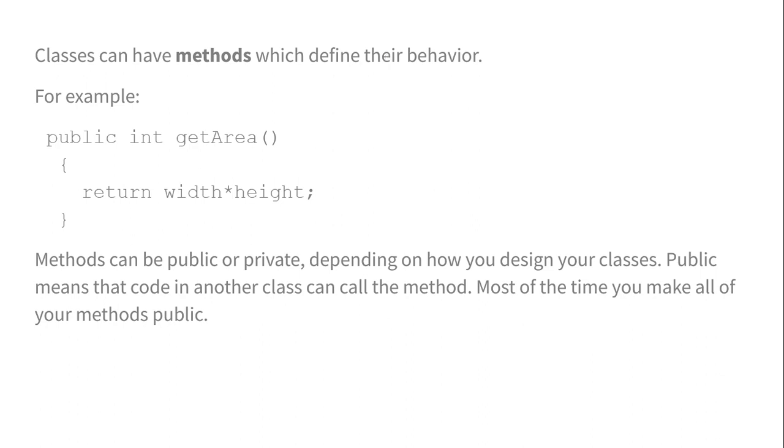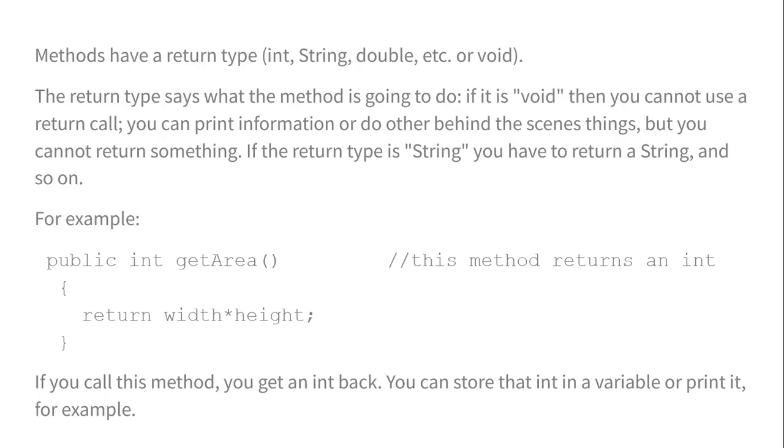Public means any code in another class can call it. Most of the time we make methods public. Methods have a return type like int, string, double, or they say they're void. Void meaning they don't return anything back. Whatever the return type is, in this case int, you have to have a return call that returns an int. You can't return something else.